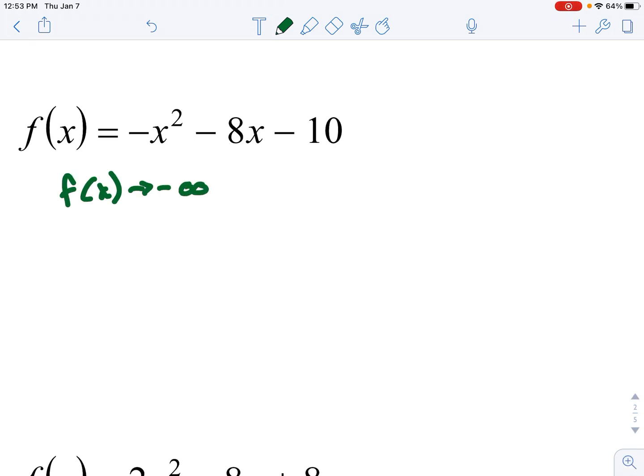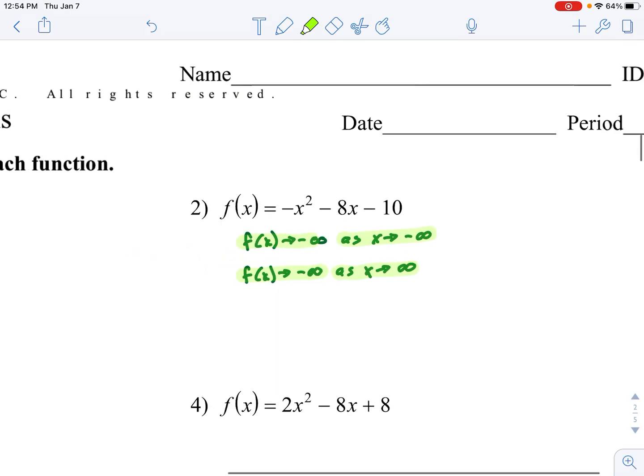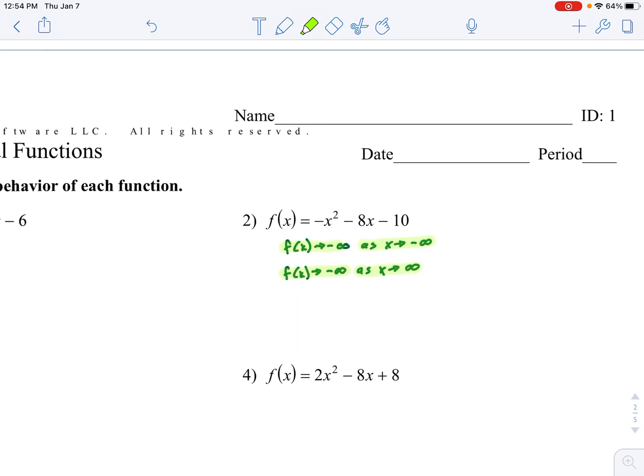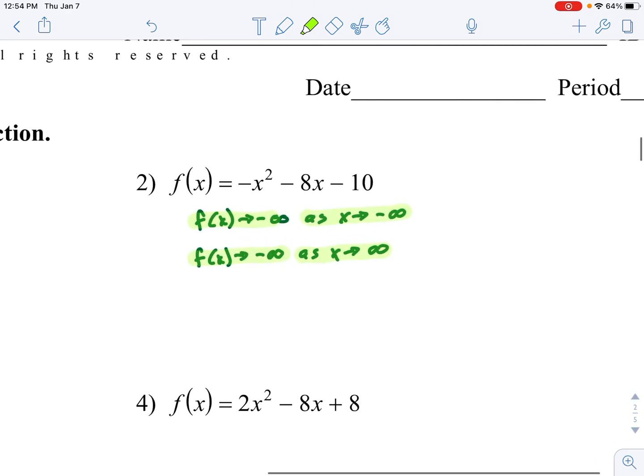So this function goes down to the left, and this function goes down to the right. Down to the left, down to the right. So, very simple concept. Which way does the graph point? Up or down, left or right, but using this complicated notation.